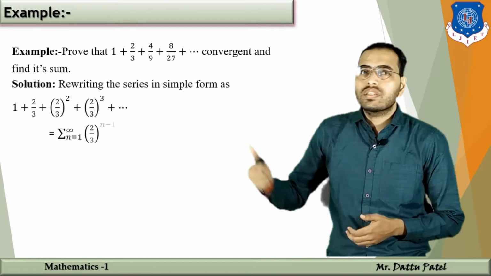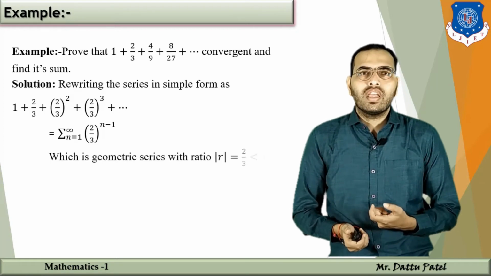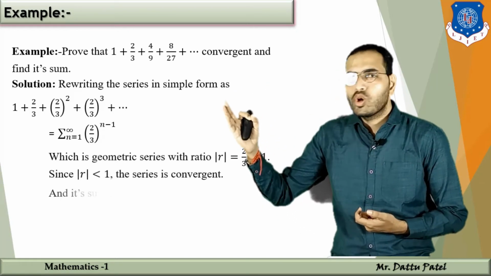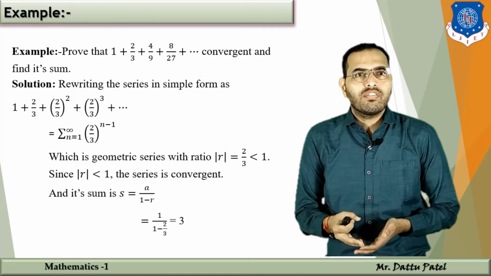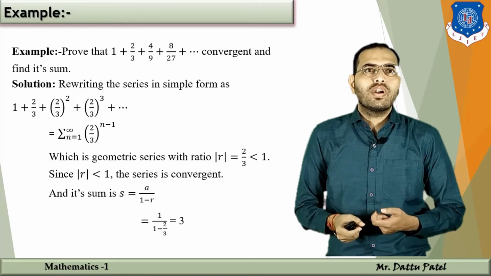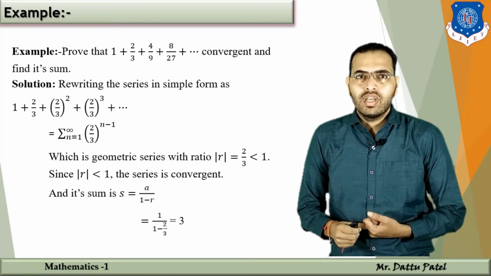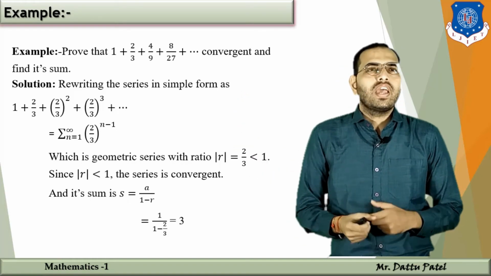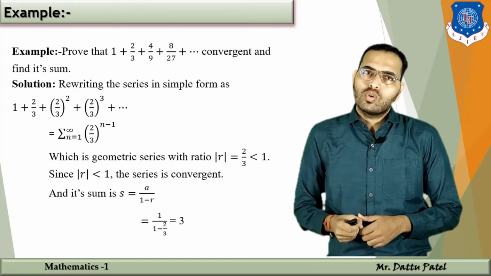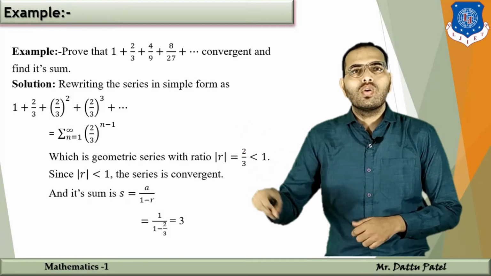Now rewriting this series, 1 plus 2 by 3 plus (2 by 3) whole square plus (2 by 3) whole cube and so on. Another way to write it: summation n equal to 1 to infinity of (2 by 3) raised to n minus 1, which is a geometric series with ratio r equal to 2 by 3 and a equal to 1.